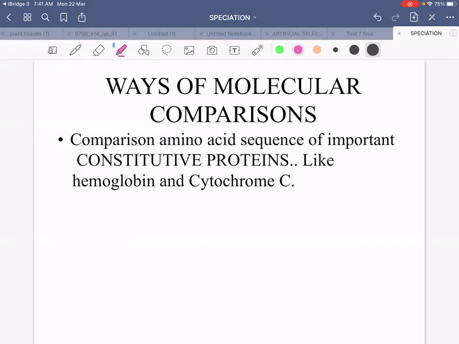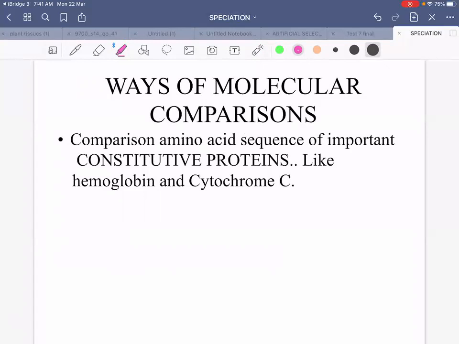Hemoglobin is a protein, you all know it's crucial to life because it is the major oxygen carrying pigment in your blood. And cytochrome C is, if you remember, a protein that is important for your cellular respiration. If there is some problem with it, cellular respiration cannot go on. So what do we do when I want to compare 2 different species? I study the amino acid sequence, the primary structure of these constitutive proteins.